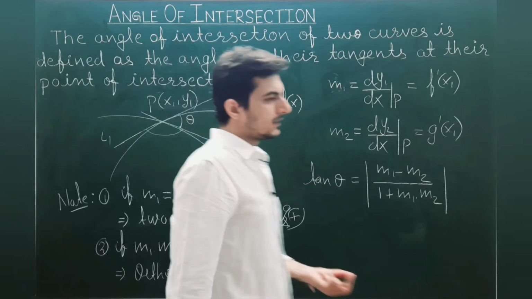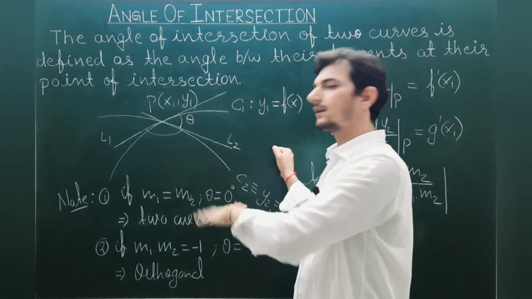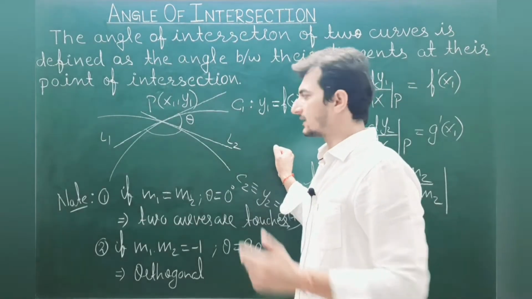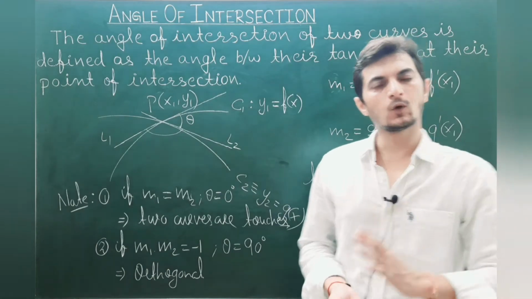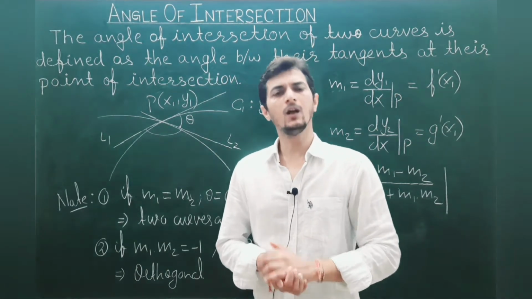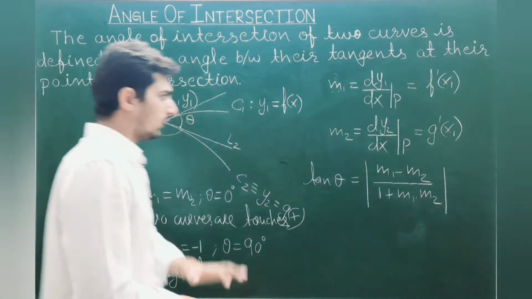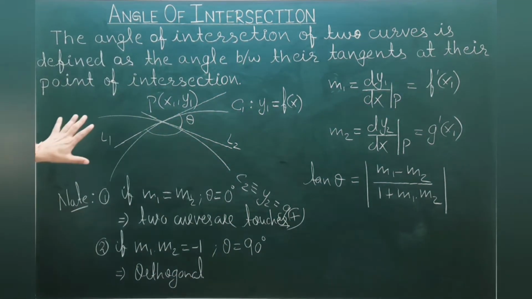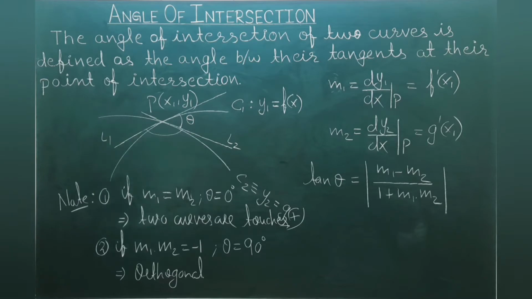Last but not least, you know that the two curves can intersect at more than one point, right? So you may have more than one angle of intersection for the two curves. We will see that in examples, right? So for the time being, you should note down all this. Now we will take some examples to elaborate whatever we have read till now, right? So note it down quickly.